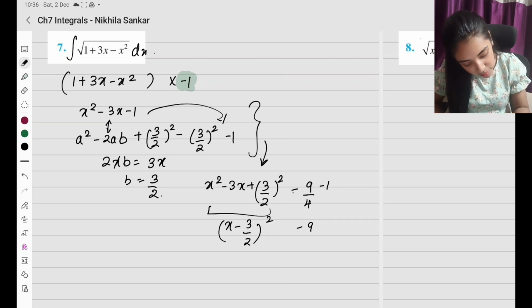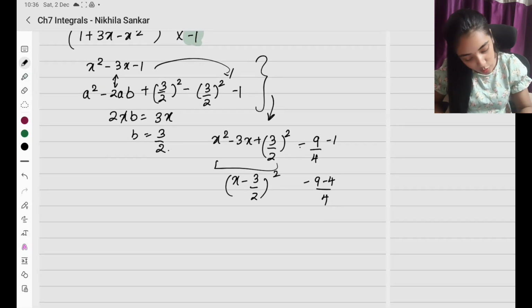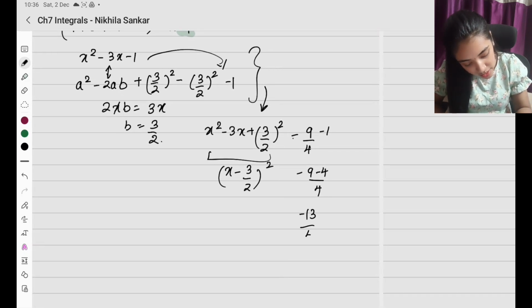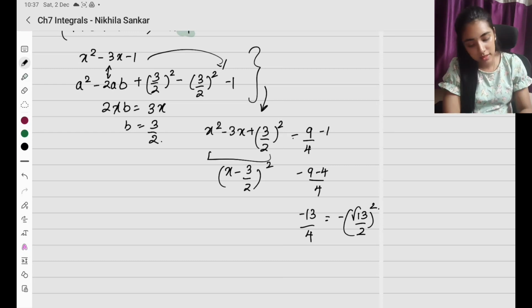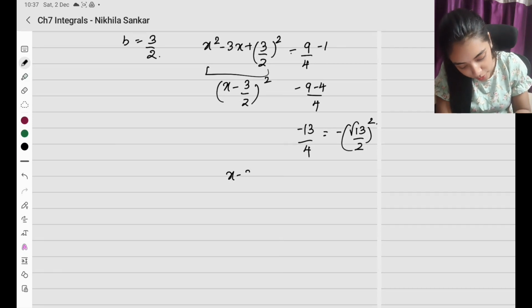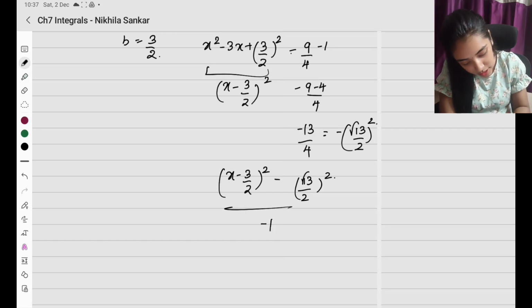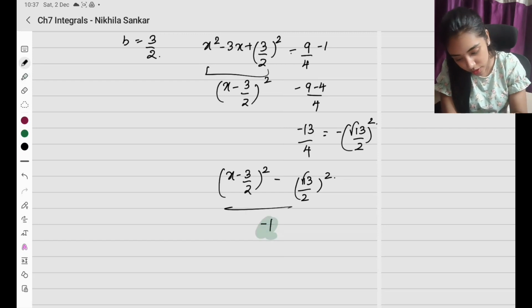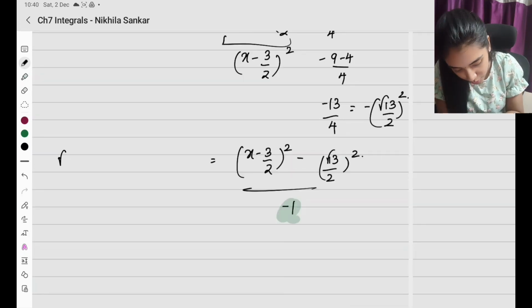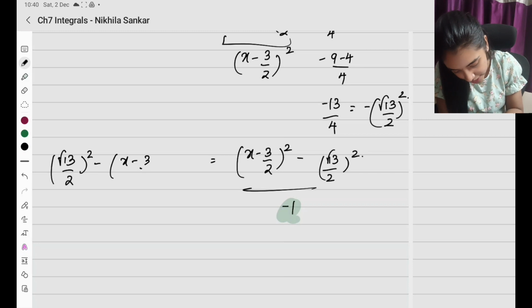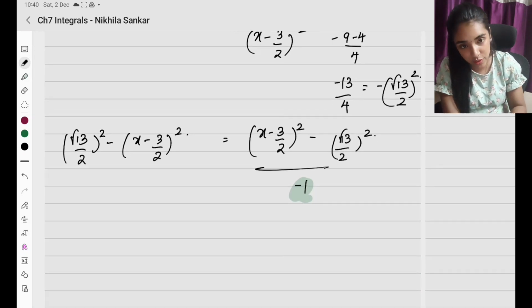Taking the LCM, minus 9 minus 4 divided by 4, which is minus 13 divided by 4, which is minus square root of 13 by 2 the whole square. So the function inside the square root is x minus 3 by 2 the whole square minus square root of 13 by 2 the whole square, but don't forget to divide by minus 1. So now what does the question become? Root 13 by 2 the whole square minus x minus 3 by 2 the whole square. So now this is the question.